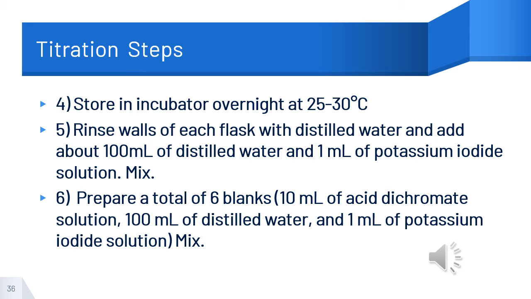Step 5, rinse the walls of each flask with distilled water and add 100 milliliters of distilled water and 1 milliliter of potassium iodide solution. Then mix that. My 6th step was to prepare a total of 6 blanks, which was 10 milliliters of acid dichromate solution, roughly 100 milliliters of distilled water, and 1 milliliter of potassium iodide solution. And then I mixed that.